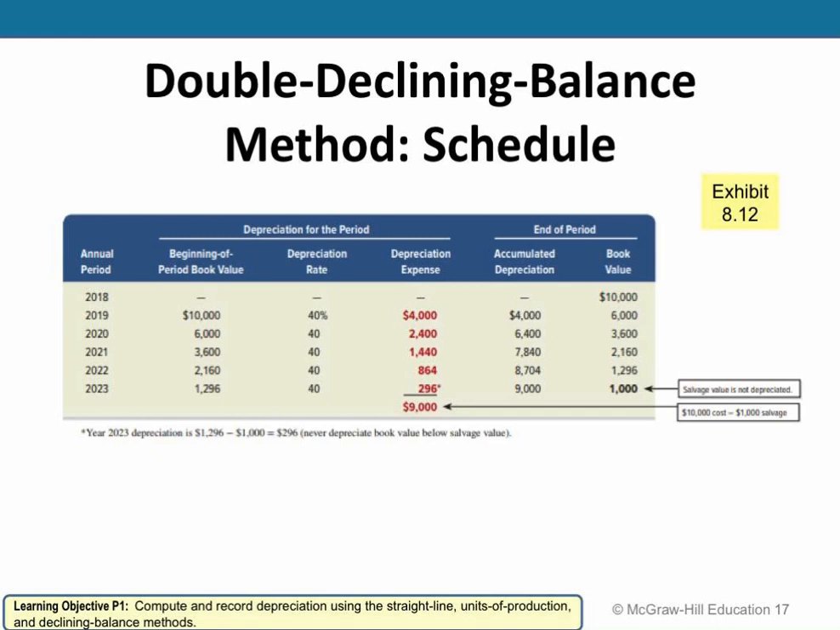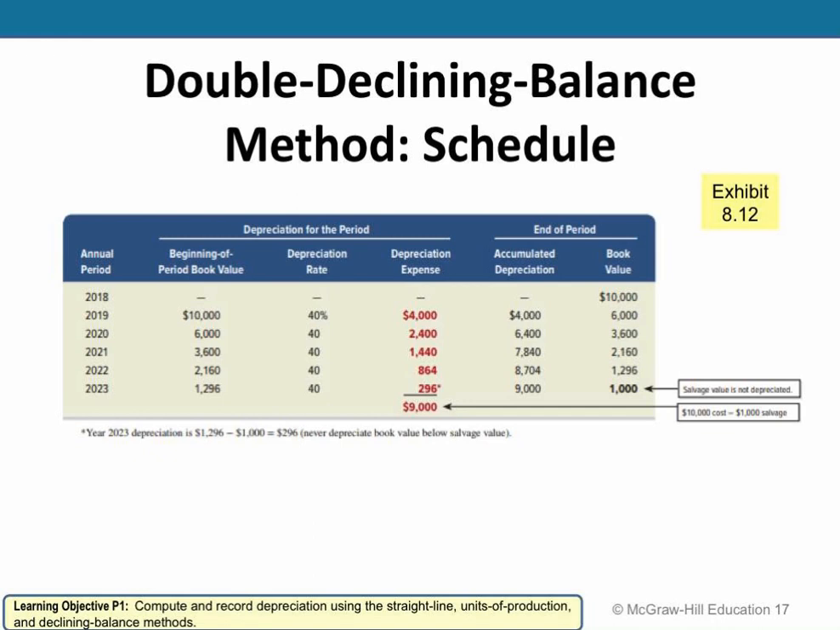And we add the 2,400 to our 4,000 accumulated depreciation to get 6,400 accumulated depreciation after the second year, which leaves us with 3,600 after year three. So we're going to rinse and repeat this process for 2021 and 2022. 1,440 depreciation expense in 2021, 864 in 2022, which yields us 2,160 for a net book value in 2021, and then 1,296 at the book value at the end of 2022.